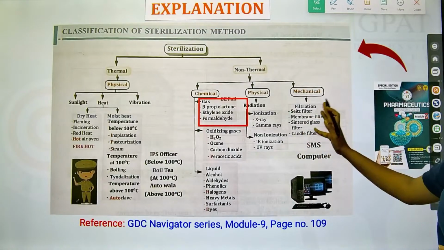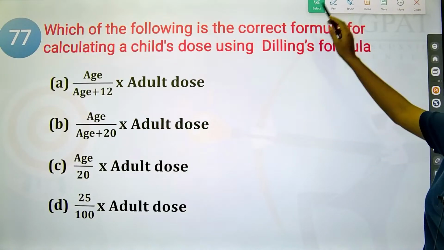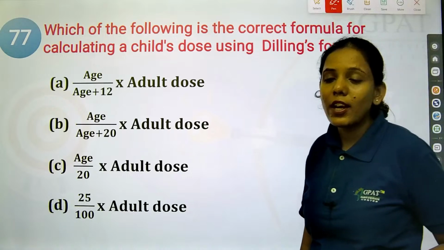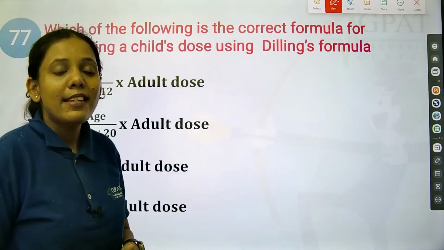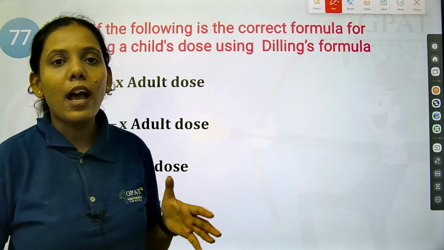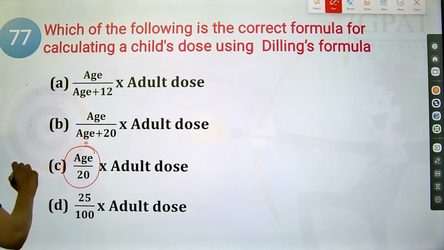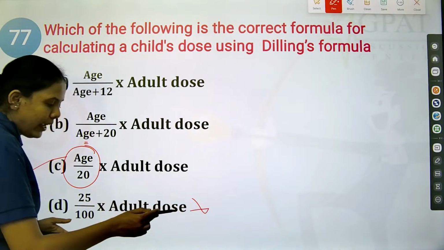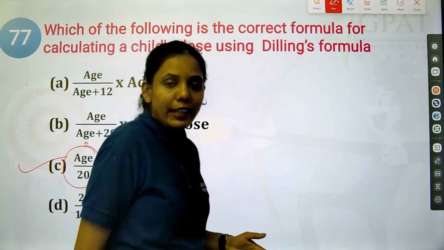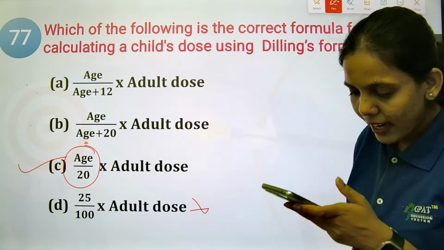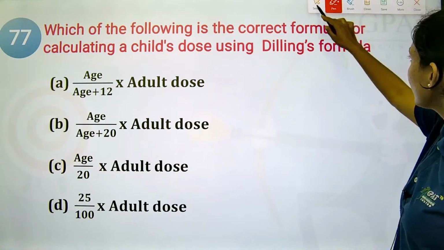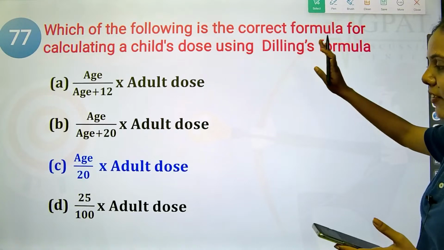The next is, which of the following is the correct formula for calculating the child dose according to Dilling's formula? Sometimes they will ask you the formula, even if they don't ask you for calculation. Options: age divided by age plus 12 into adult dose, age divided by age plus 20. 20 is the right one, but age is not there here. So option C, age divided by 20 into adult dose. Option C is the right answer.